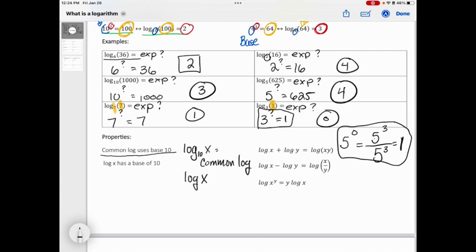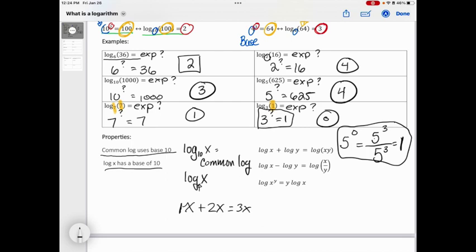Just like when we look at a variable and we have x plus 2x, that would give me 3x because even though it's not written in there, I assume that that's 1x. It's the same idea with logs. If there's nothing written for the base, you assume that it's base 10, and that's called the common log.